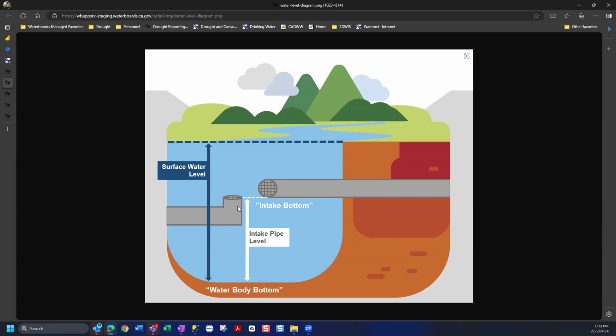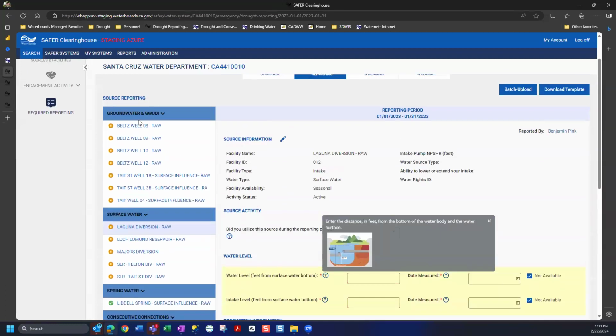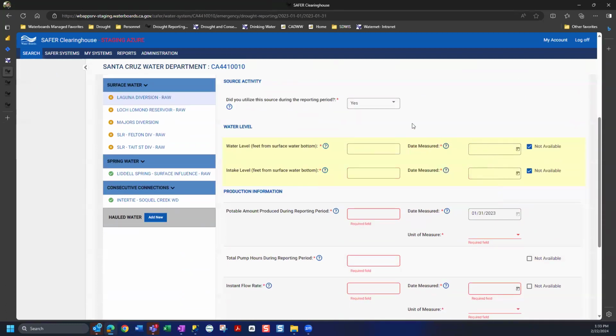Okay. We also show the intake level being the intake pipe level, where the bottom of the intake, whether it's vertical or horizontal, the bottom of the intake and the distance between that and the water body bottom. So we like these diagrams. We think they're useful. We think they're helpful. And we're thinking of creating one also for groundwater and GUDI because I think a picture's worth 1,000 words.